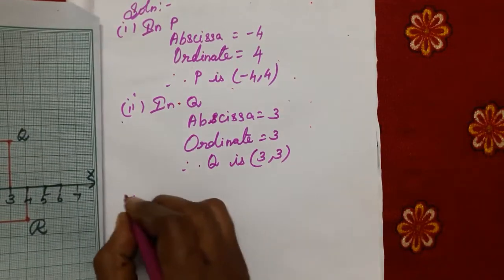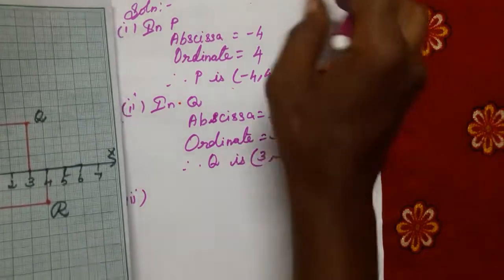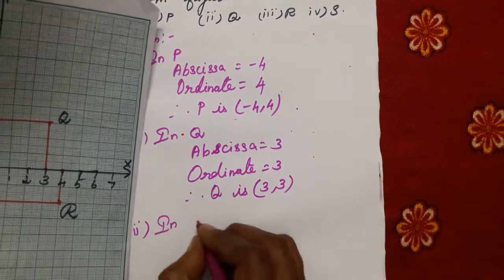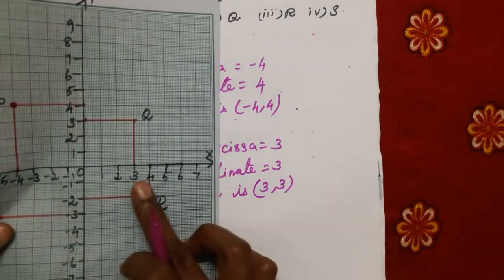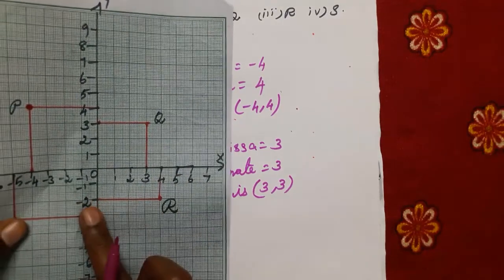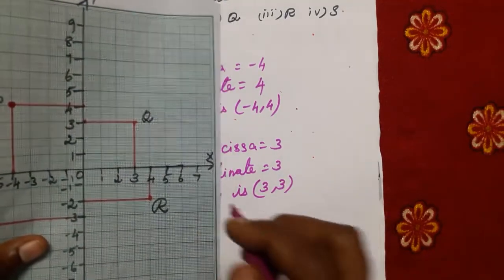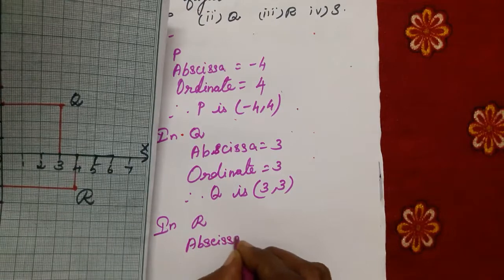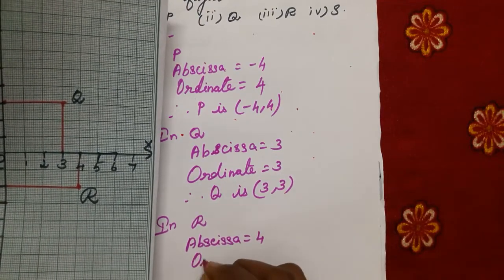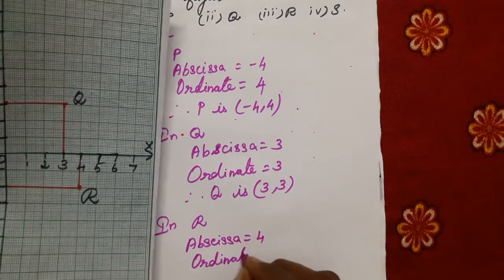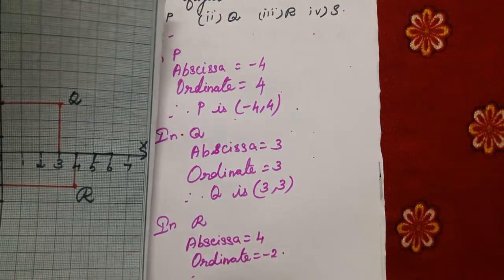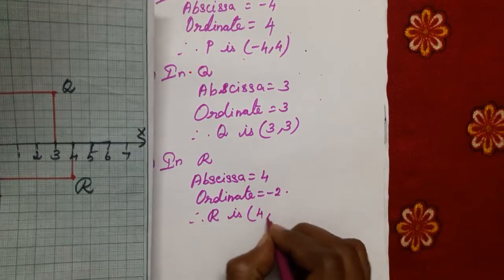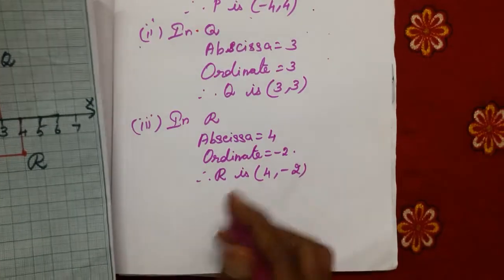Next, third question. In R we have to find out. See that in R, what is the abscissa? X coordinate is 4. Y coordinate is -2. Abscissa 4, ordinate -2. Therefore, R is 4, -2.